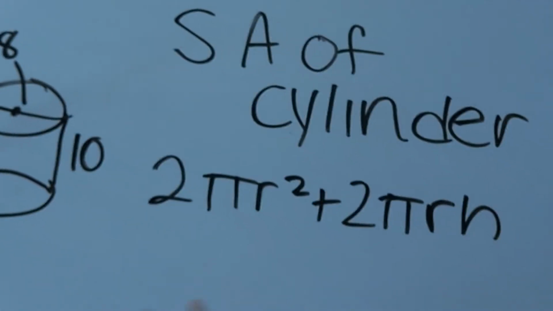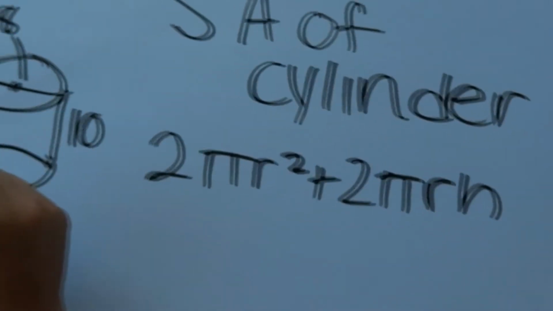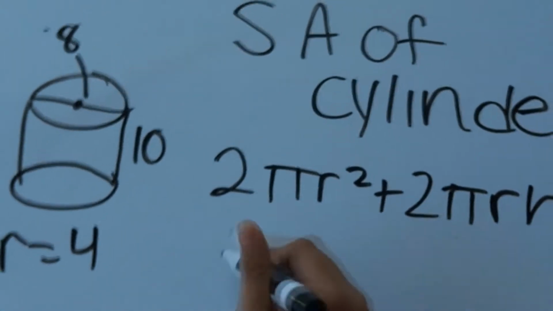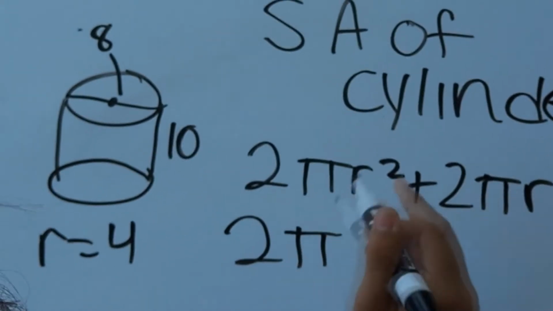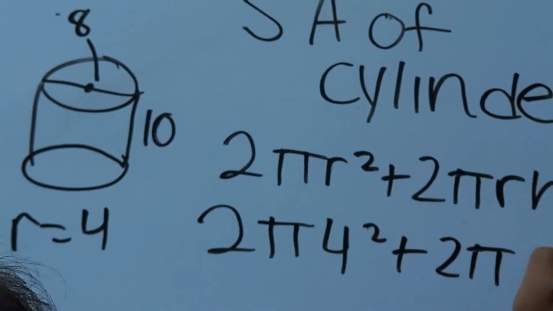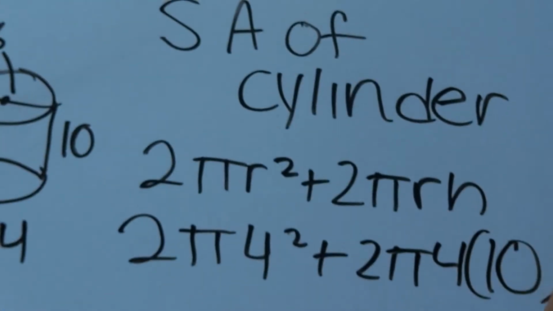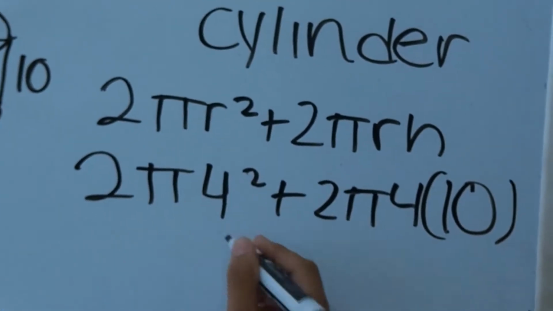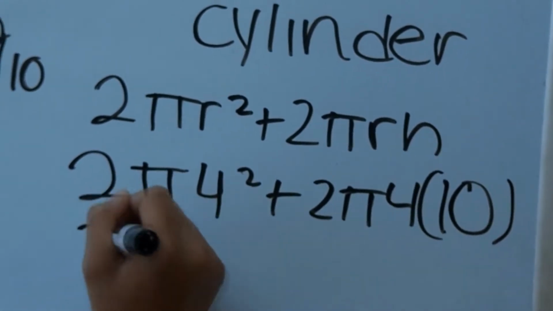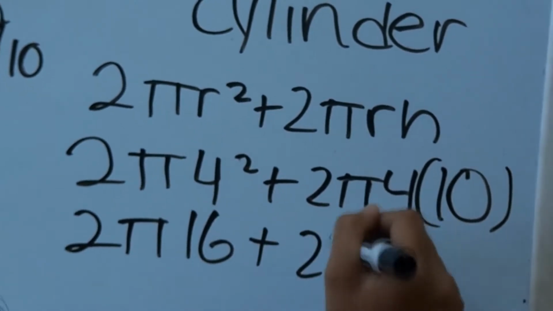From there, we can plug in the numbers. The radius of this will be 4, because you cut it in half. Then you will plug it in: 2 pi 4 squared plus 2 pi 4 height, which is 10. Then from there, we can just start multiplying. So it's going to be 2 pi 16 plus 2 pi 40.